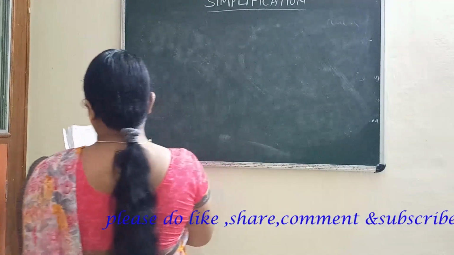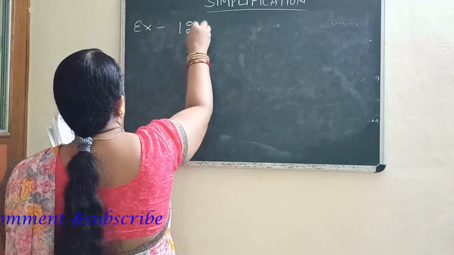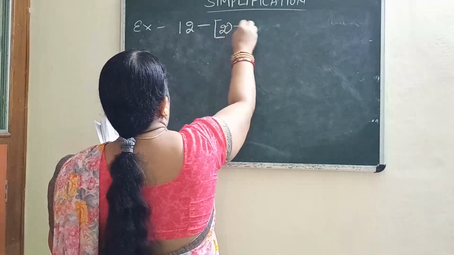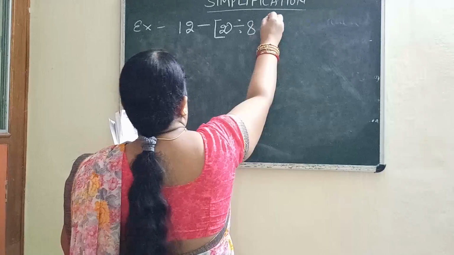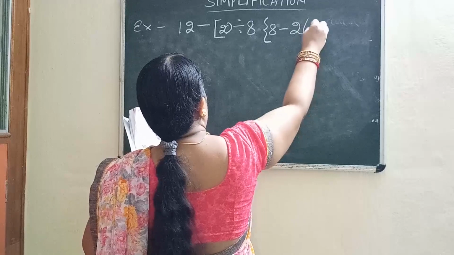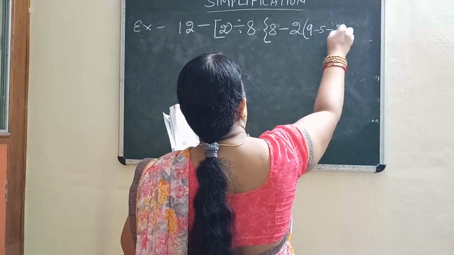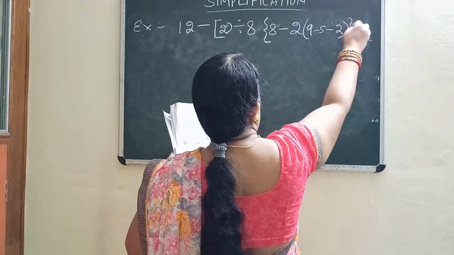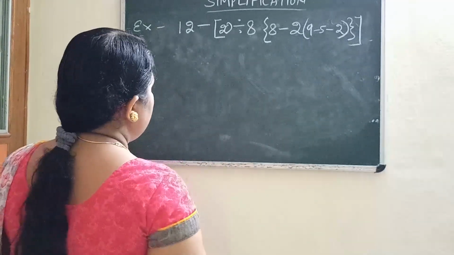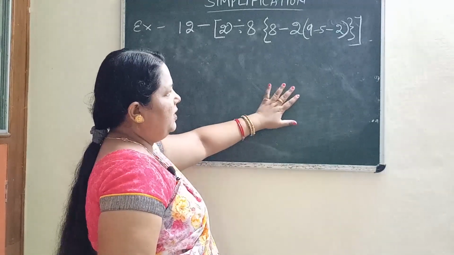I am writing here one question. Example I have taken: 12 minus, square bracket, 20 divided by 8, then curly bracket, 8 minus 2, then 9 minus 5 minus 2, then close this bracket, and finally this bracket. Okay, so this is one example. We have to solve this in a simple way to get the value.